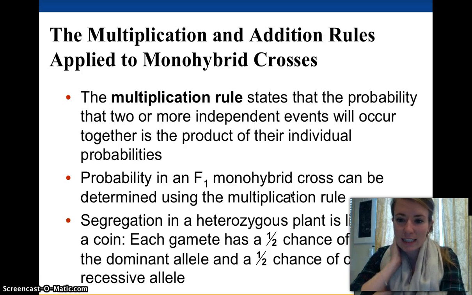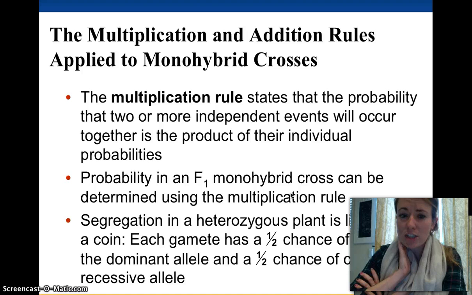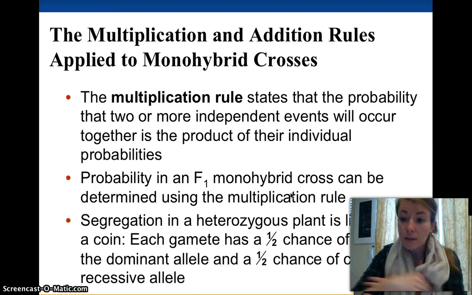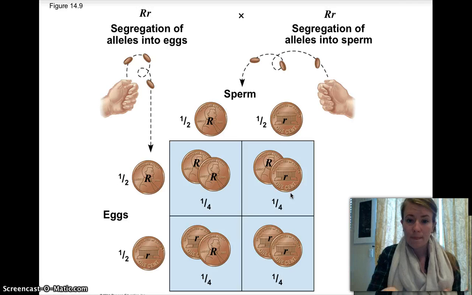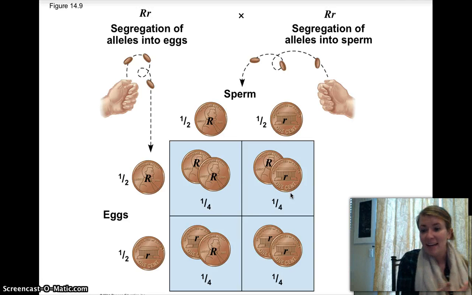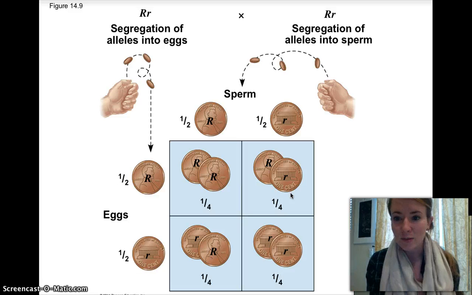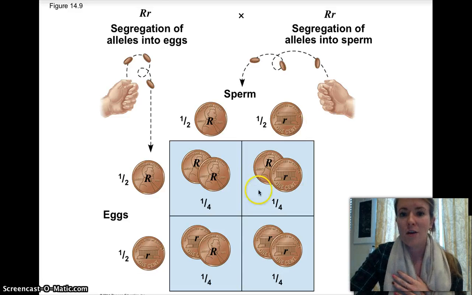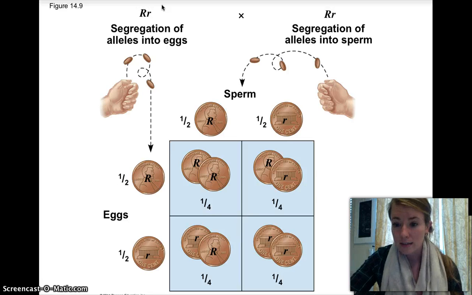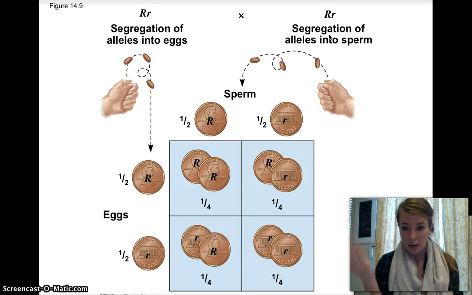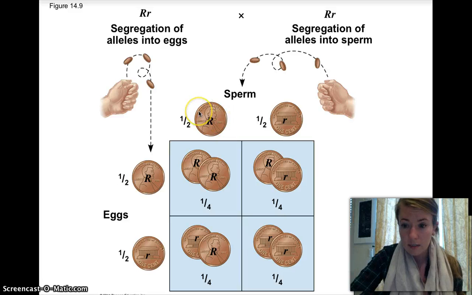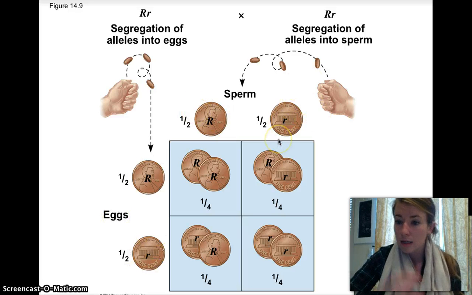Segregation in a heterozygous plant is like tossing a coin. Each gamete has a half chance of getting the dominant allele and a half chance of getting the recessive allele every single time. So this is a great little diagram that shows tossing a coin just like the sperm and egg cells during fertilization. If both parents are heterozygous, the mom is heterozygous and the dad is heterozygous, then each of the parents can either make a dominant gamete, right here a dominant egg or a dominant sperm, or a recessive egg or a recessive sperm every single time.